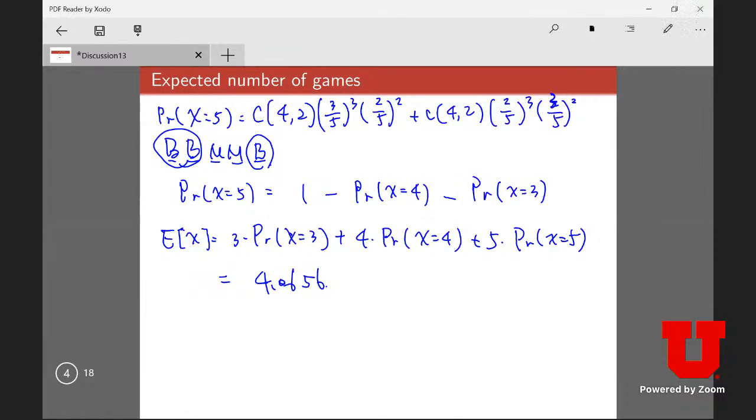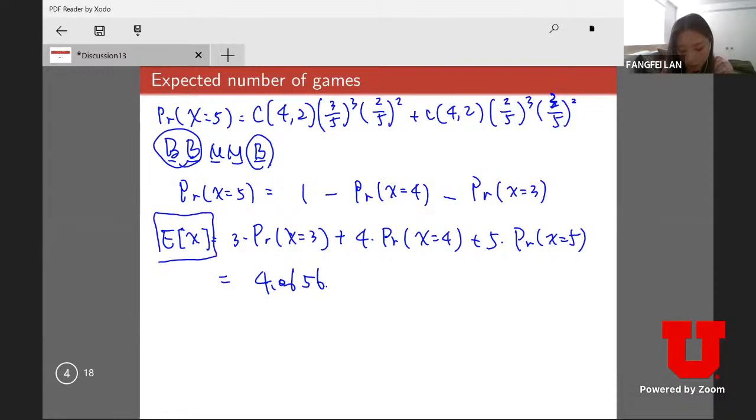Why do you multiply each probability by the length? By the length? What do you mean, the length? You mean like you have 3 times the probability where the length is 3? Oh, this is to compute the expected value.